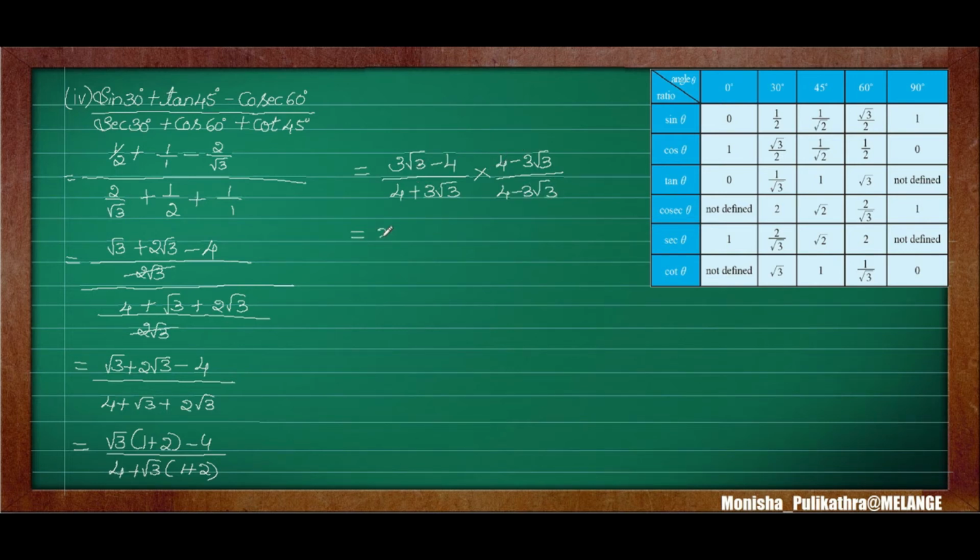So here 3 root 3 into 4 minus 3 root 3. Here minus 4 into 4 minus 3 root 3. So whole divided by, here 4, it will be in the form of a plus b and a minus b. Okay. So a plus b into a minus b will be a square minus b square. So here a is 4 and b is 3 root 3. So it will become 4 square minus 3 root 3 whole square. Fine. Next you have to multiply.